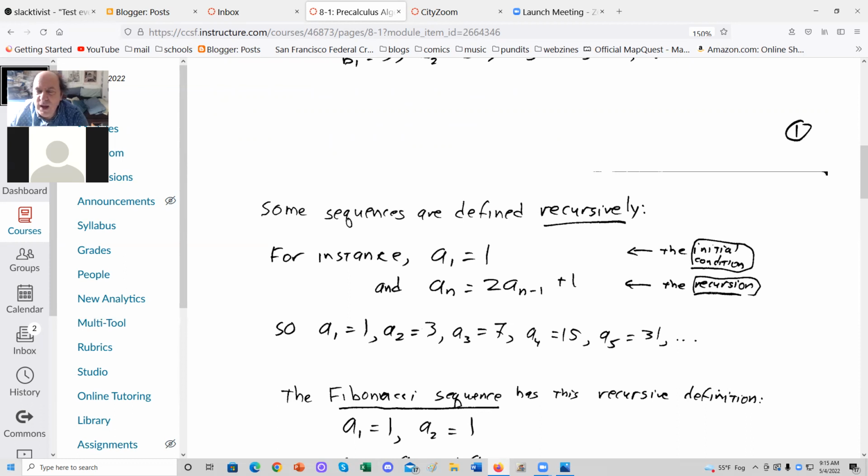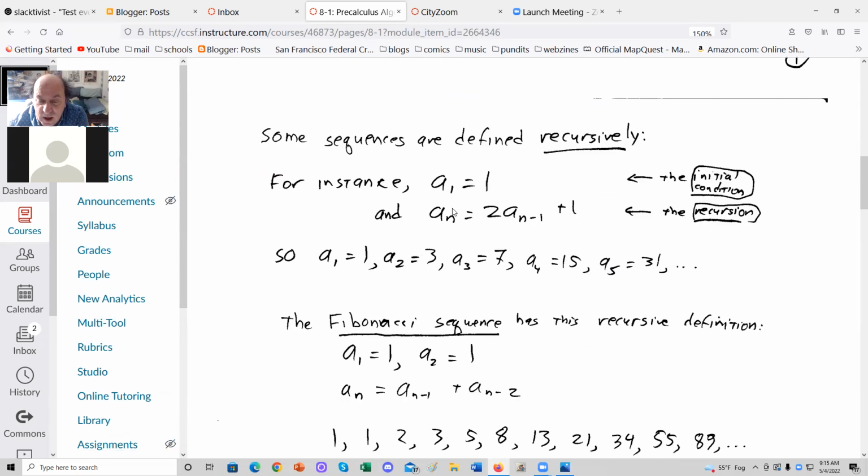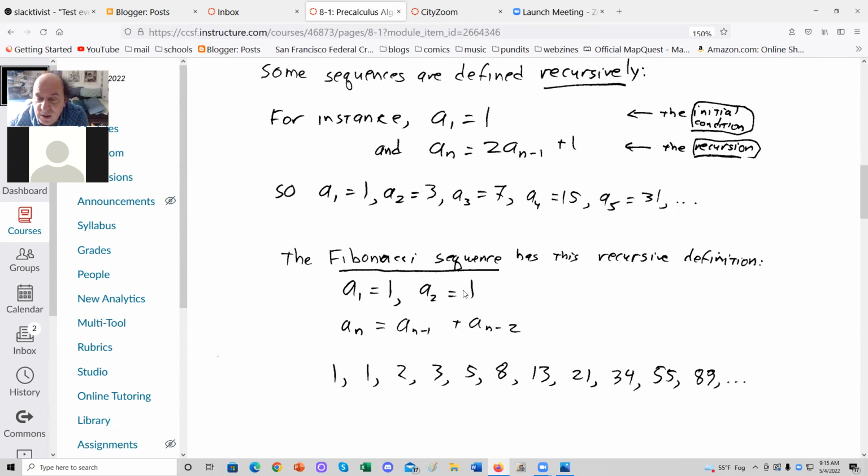Sometimes with these sequences, you can find a closed formula. Sometimes it's a lot harder. Here's a famous one, the Fibonacci sequence. It starts with a 1 and a 1, and every subsequent entry is the sum of the previous two. So AN is A(N minus 1) plus A(N minus 2). For example, here we add 1 and 1 and get 2. We add 1 and 2 and get 3. We add 2 and 3 and get 5. 3 and 5 makes 8. 5 and 8 makes 13, and so on.